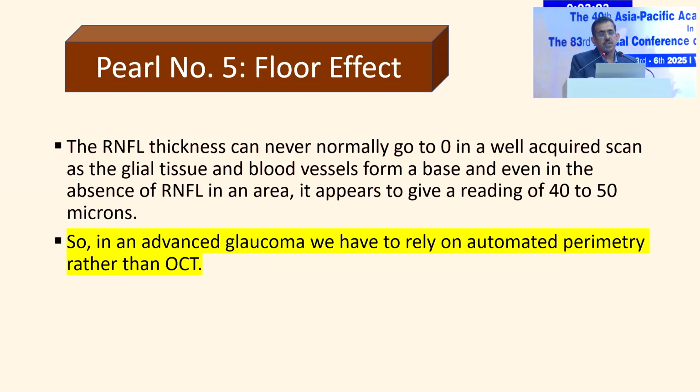Another important point we should remember while analyzing OCT printouts for glaucoma patients is that, as I said before, RNFL thickness cannot go below 40 to 50 microns because of the presence of glial tissue and blood vessels. So in advanced glaucoma, it will be a problem. We cannot see the progression because it cannot dip further. So it is good for early glaucoma, pre-perimetric glaucoma patients, but for advanced glaucoma, we have to rely on automated perimetry.